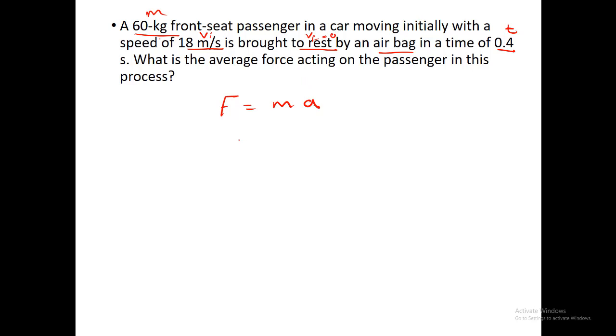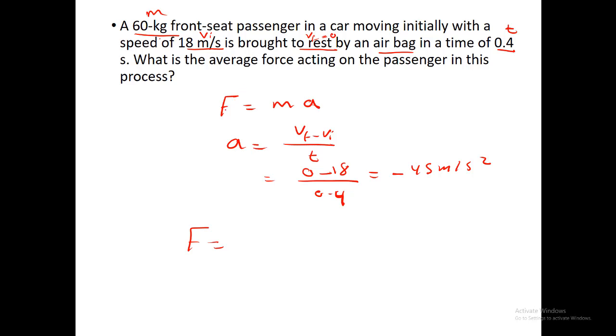Because we know that the acceleration A equals V final minus V initial divided by the time. We have all of these. We have V final, which is 0. We have V initial, which in this case is 18. And we have the time, 0.4. If we just calculate that, we end up with negative 45 meters per second squared. This is the acceleration that this front seat passenger will be moving with when the car is brought to rest. So the force in this case, the force that would act on this object, equals the mass times the acceleration. The mass is 60 kilograms times negative 45. That will end up with something around negative 2700 newtons.